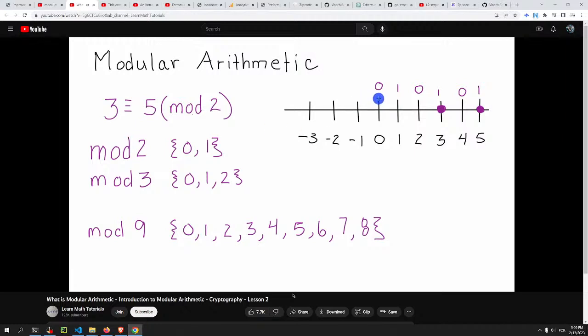We can also apply this to negative numbers as well. So following this pattern, negative 1 would have the value of 1 in mod 2, negative 2 would have the value of 0 in mod 2, and negative 3 has the value of 1 in mod 2. So in mod 2, negative 3 is congruent to positive 3, and negative 3 is congruent to 5, because both negative 3, 3, and 5 correspond to the number 1 when we're dealing with mod 2.